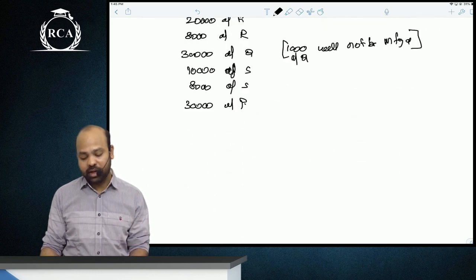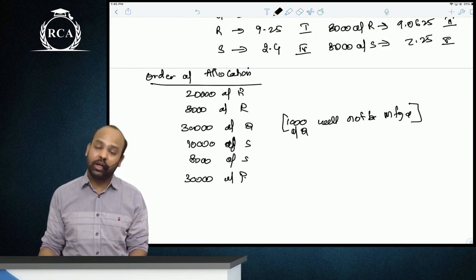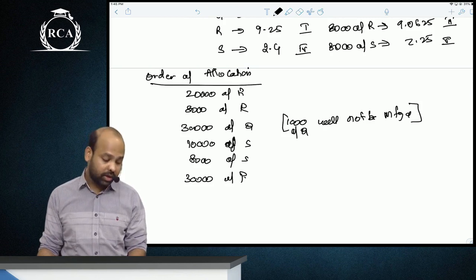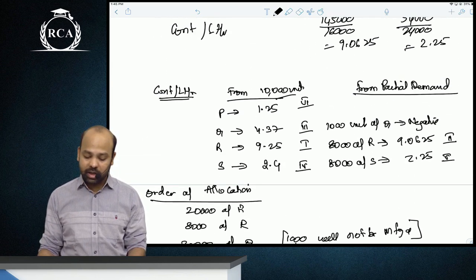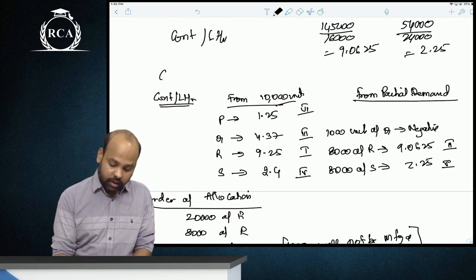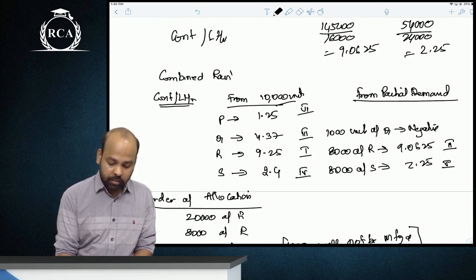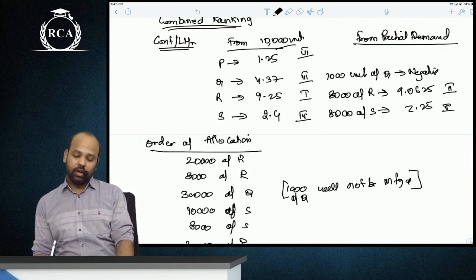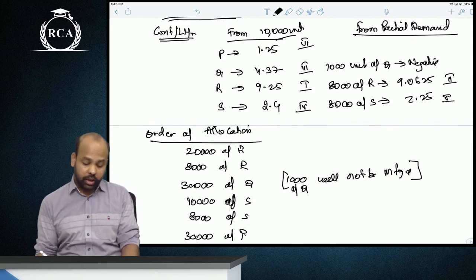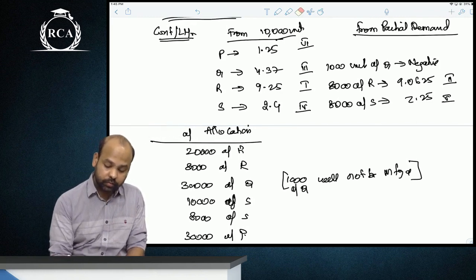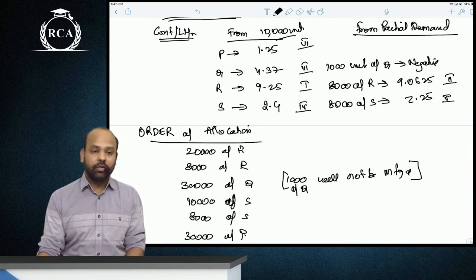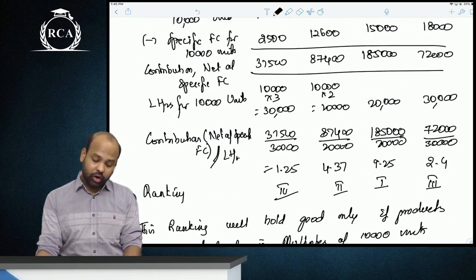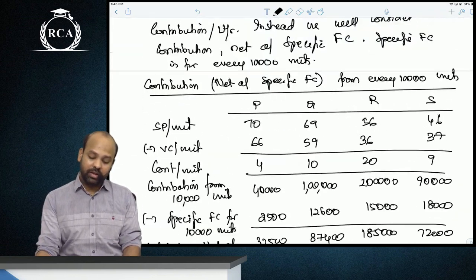Now we will decide what will be the allocation of those 1,92,000 hours. Is it understood? This is the combined ranking, guys, on the basis of contribution per hour. And this is the order of allocation. Understood? Please copy this, guys. All of you better copy this.